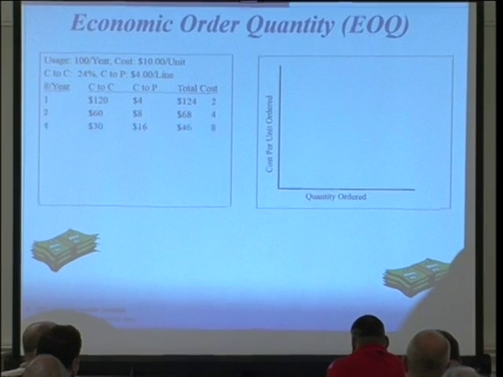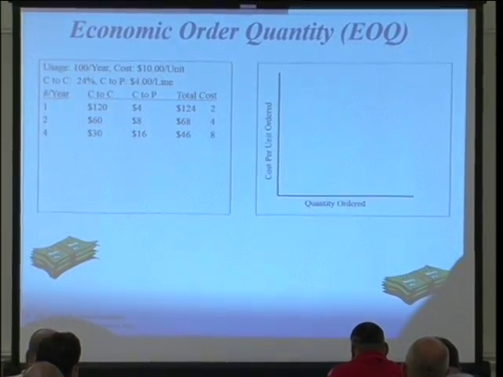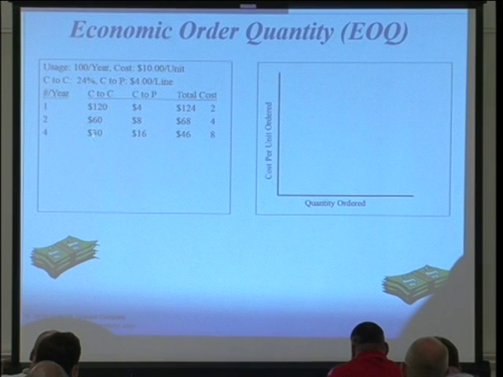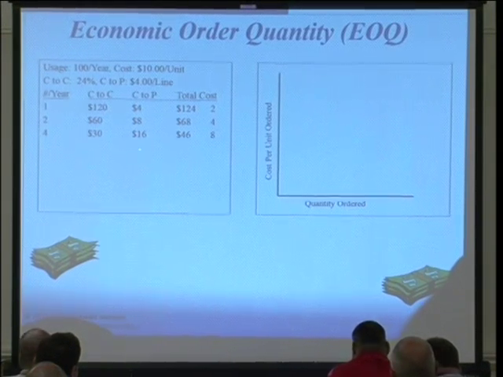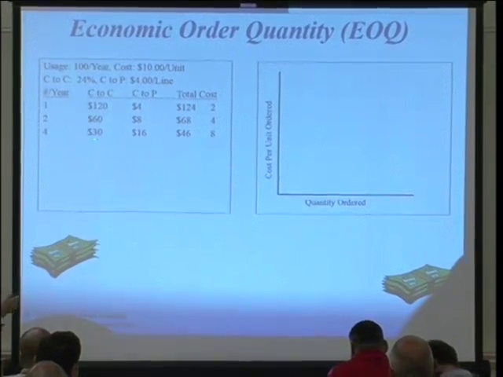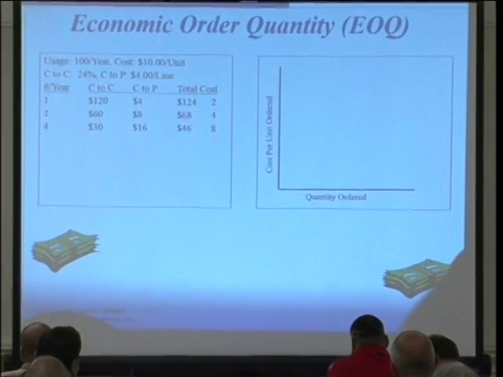4 turns a year. I buy it 4 times a year. So now every 3 months I buy it. So my carrying cost is $30. 4 times 4 is $16. It's 30 and 16, $46. I'm going to get 8 turns.